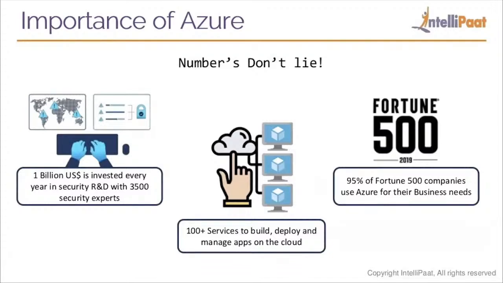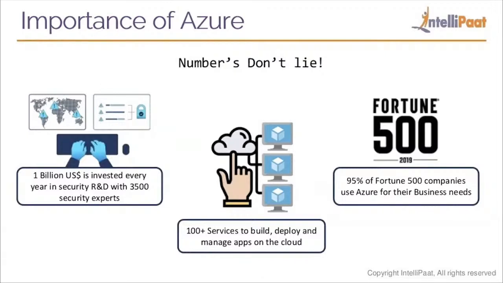This means if you are working in Azure, your platform would be more secure compared to a data center, because Microsoft every year is spending around $1 billion just to secure their platform more and more. It is one of the most secure clouds if we compare with any other cloud. All three clouds are secure, but Azure provides more security features as compared to other clouds. Then we have around 100 plus services to build, deploy, and manage apps on the cloud.